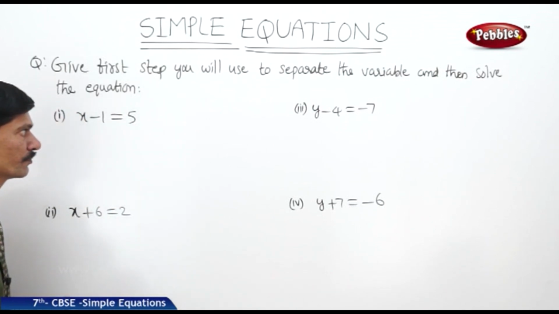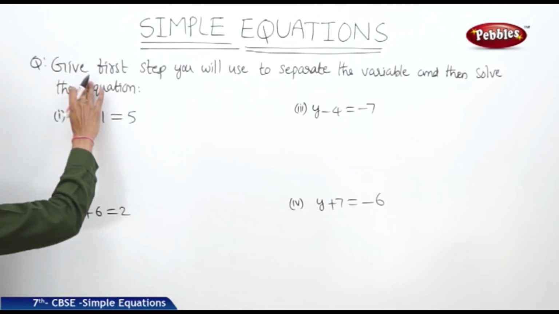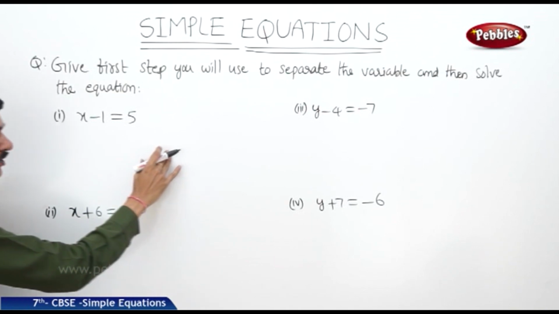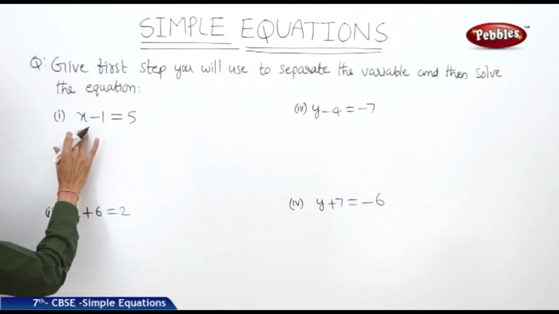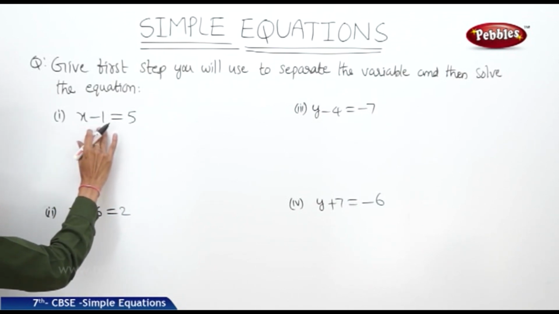Now let us perform some problems. The first question: give the first step you will use to separate the variable and then solve the equation. The first equation is x minus 1 equals 5.